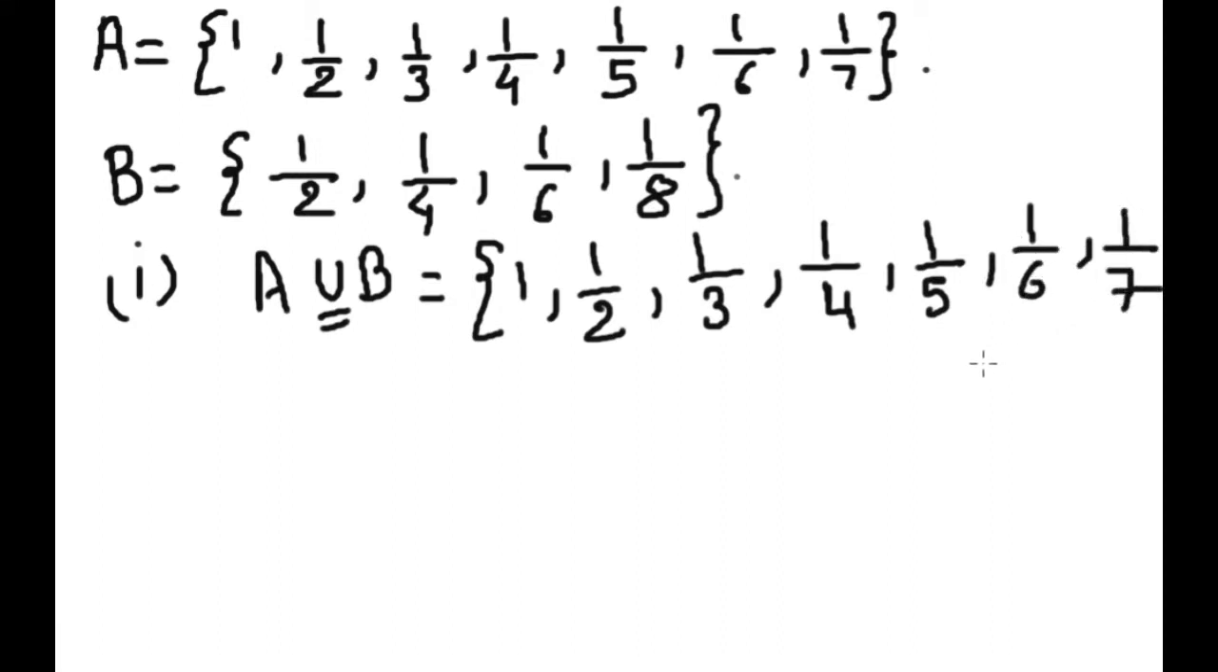ये सारे A के elements हैं. आप देख सकते हैं यहाँ पे. अब हम आएंगे B के elements पे. तो B का सबसे पहला element है 1 by 2. तो 1 by 2 already यहाँ पे हमने लिख लिया है, तो इसे फिर से नहीं लिखेंगे.